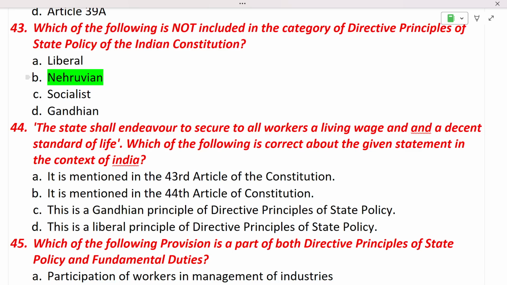Question number 44. The state shall endeavour to secure to all workers a living wage and a decent standard of life. Which of the following is correct about the given statement in the context of India? Option A, it is mentioned in the 43rd article of the Constitution. Option B, it is mentioned in the 44th article of the Constitution. Option C, this is a Gandhian principle of directive principles of state policy. Option D, this is a liberal principle of directive principles of state policy. So the answer is A.